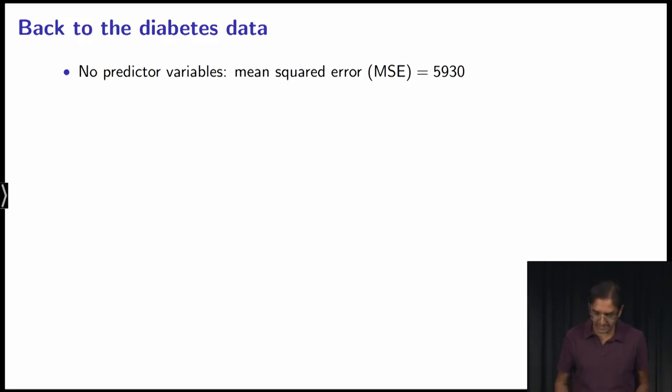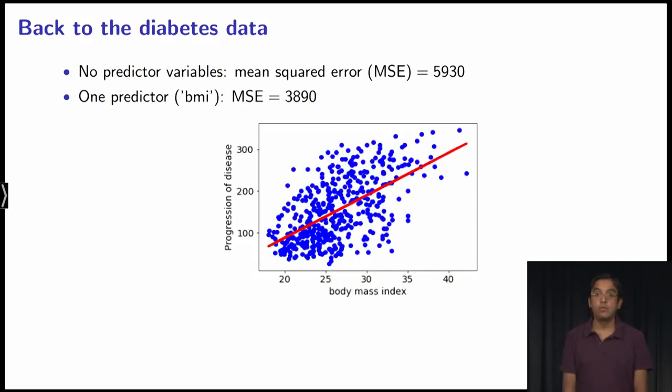Okay. Now let's say we throw in one predictive feature. Let's say we use body mass index, for example. So what I've shown over here is a scatter plot with body mass index on the x-axis and the y value, the progression of the disease, on the y-axis. Okay, so this is a scatter plot of the 442 data points. And I've also shown the line that is obtained by least squares regression. Now using this line, the mean squared error drops significantly, down to 3,890.